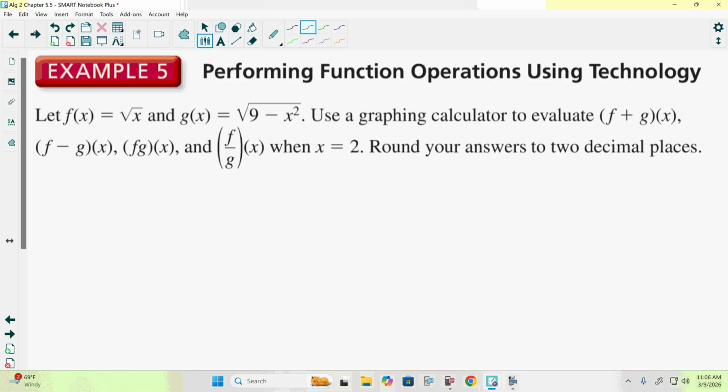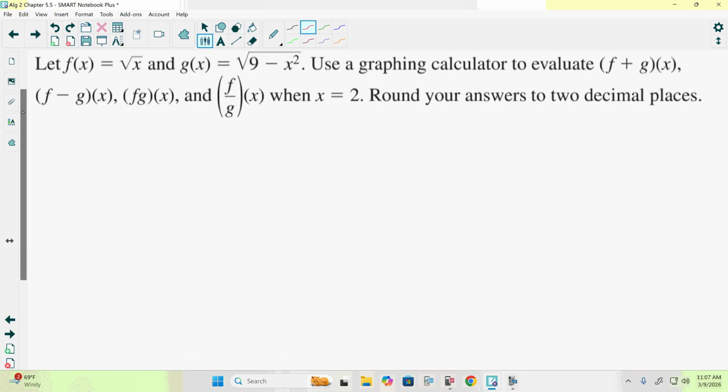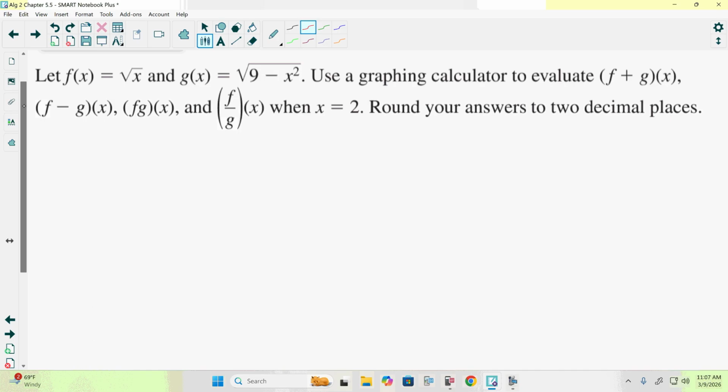All right. You want to grab a graphing calculator if you don't already have one.